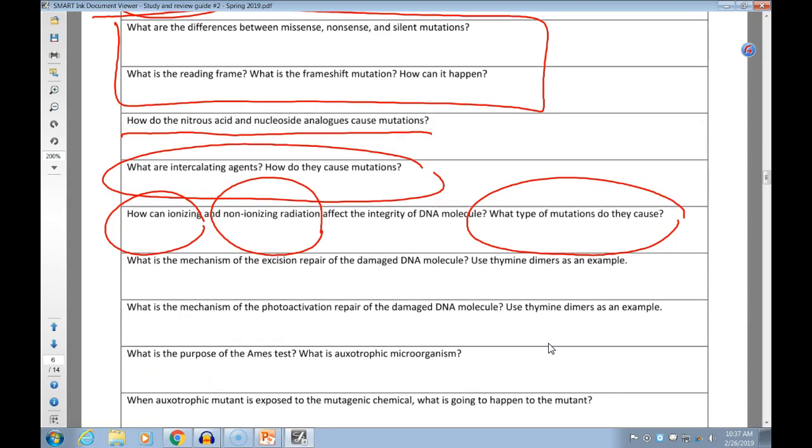Excision repair. Remember we talked about excision repair with thymine dimers. No excision repair and no photoactivation repair. Just, we don't have time to go over it again. Ames test.